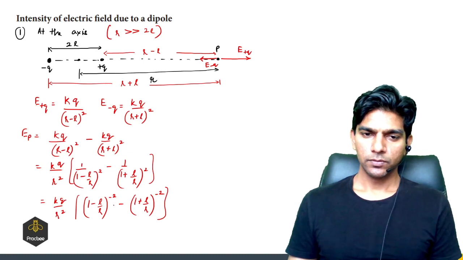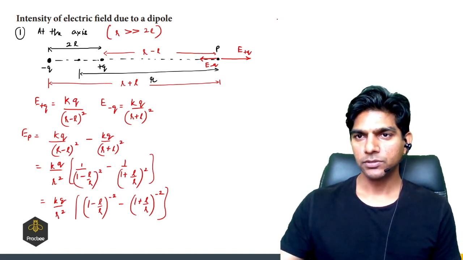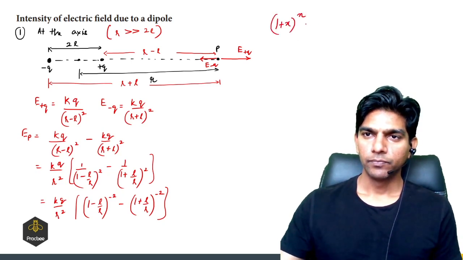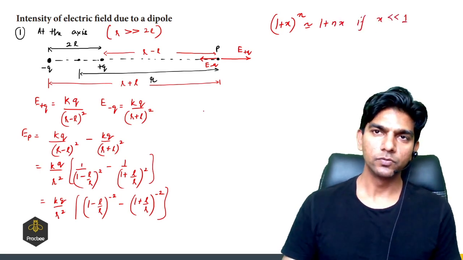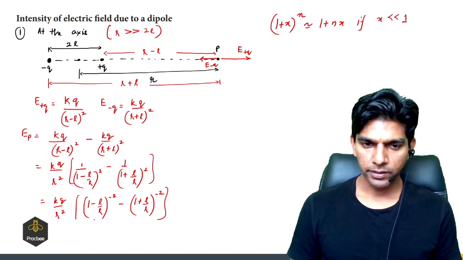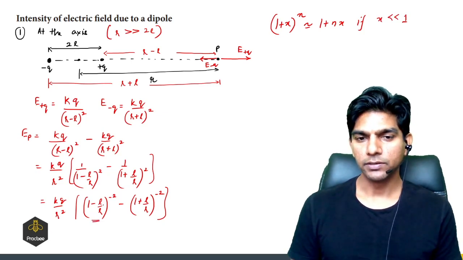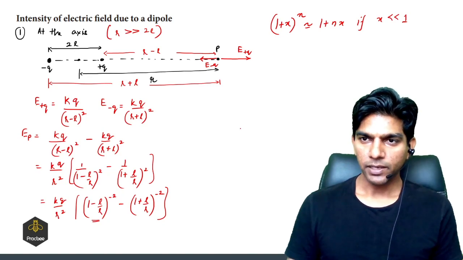Okay, so now I am going to use the binomial approximation. So what is the binomial approximation? If we have 1 plus x raised to power n, this can be written as 1 plus nx if x is very small in comparison to 1. So in this equation, L by R is very small in comparison to 1 because L is very small in comparison to R. So we can apply the binomial approximation.